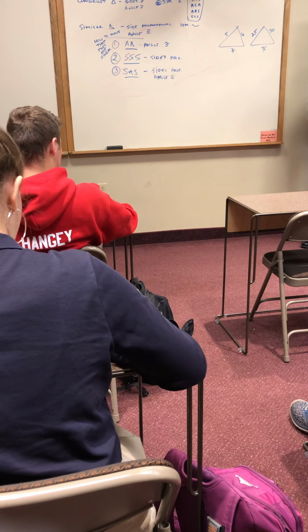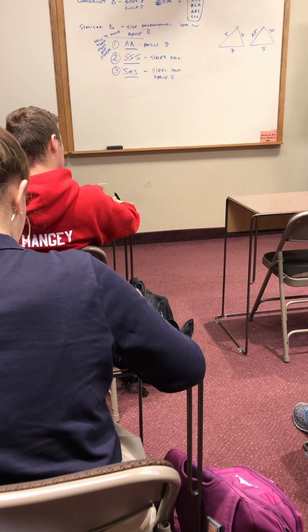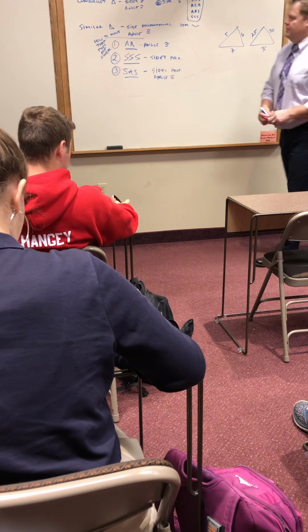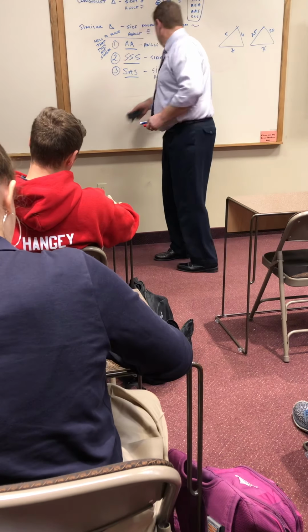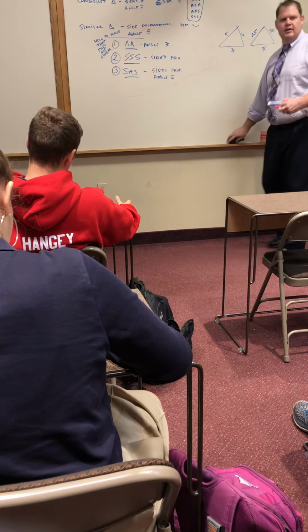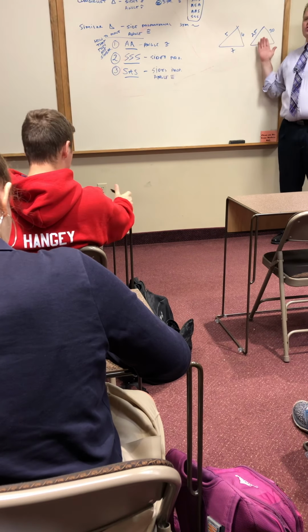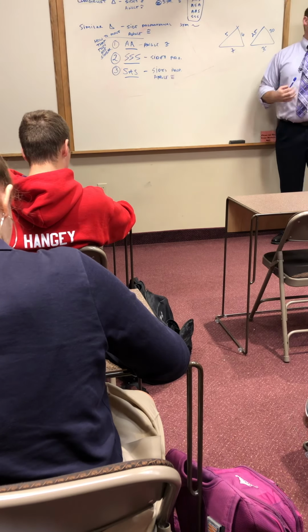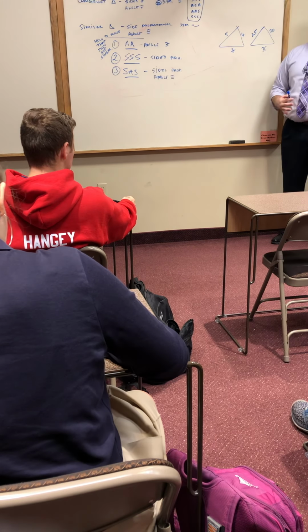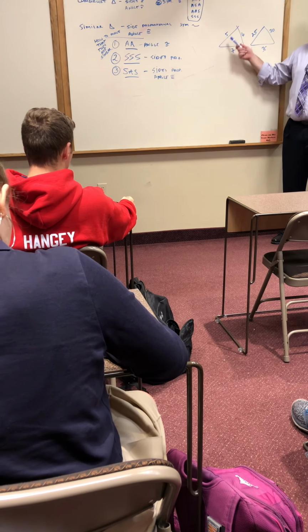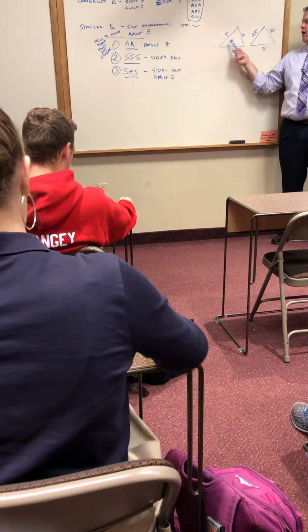All right, is there any questions? So here's what you're going to be doing. What they're going to do is they're going to give you something like this. And this is one example. And they're going to say, are these two triangles similar? And how would you check to see if they're similar? I would say, are there any angles?